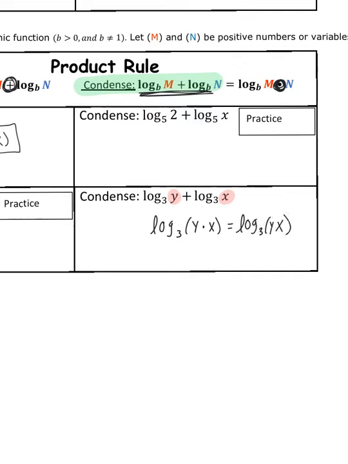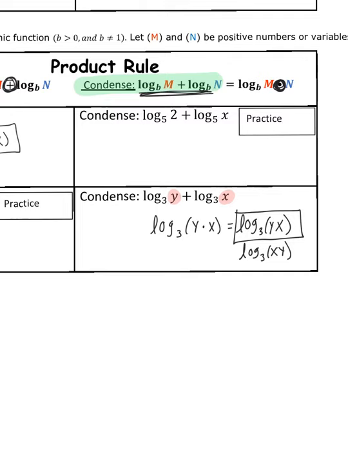So I could either write it like this as log base 3 of yx, or remember that multiplication, you can do it in any order that you want. So if you put log base 3 of xy, that would also be a correct answer. So go ahead and pause the video and try the one that says practice.